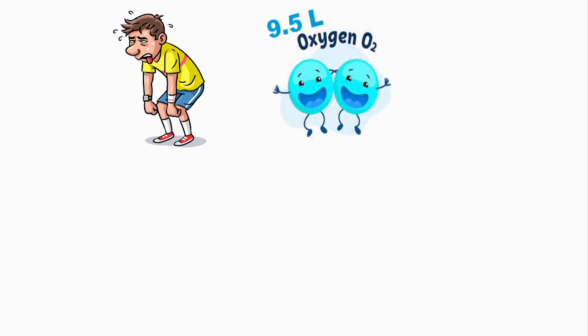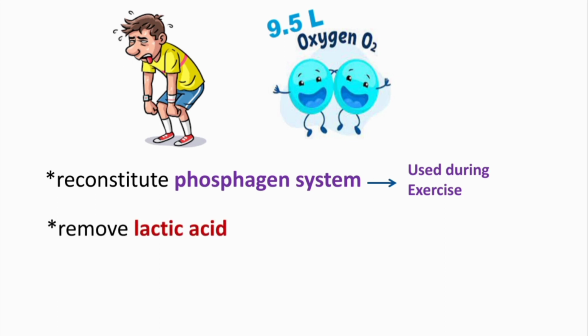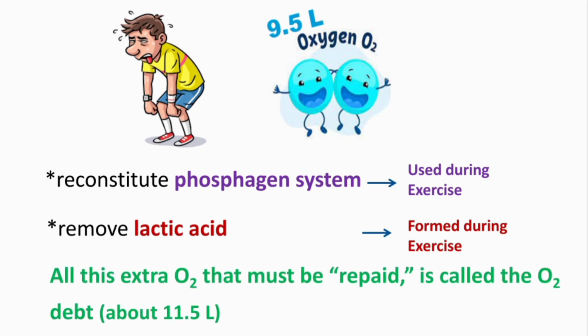Now, in heavy exercise, almost all of this stored oxygen is used just within a minute. So, after the exercise is over, this oxygen must be restored, plus about 9.5 liter more oxygen must be inhaled to reconstitute the phosphagen system which was used during exercise, and to remove the lactic acid which was formed during exercise. Now, all this extra amount of oxygen that must be repaid is called the oxygen debt. It is about 11.5 liters.